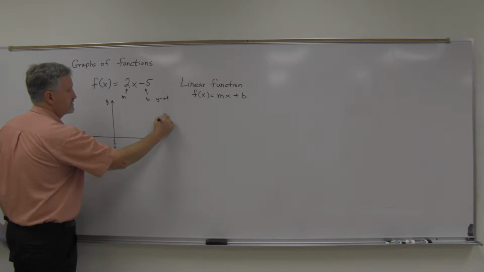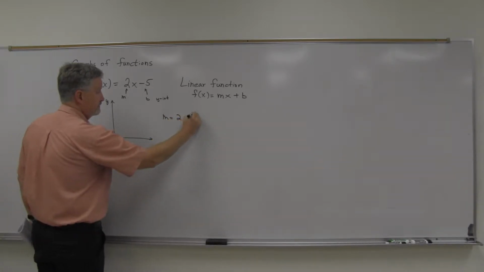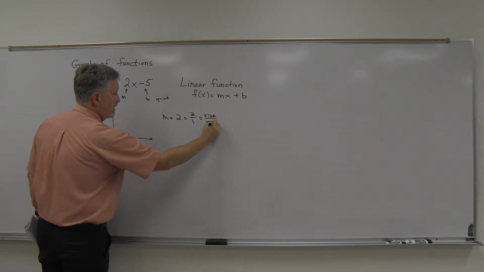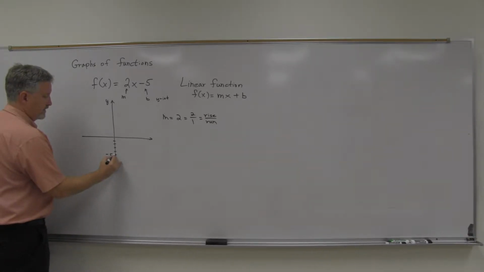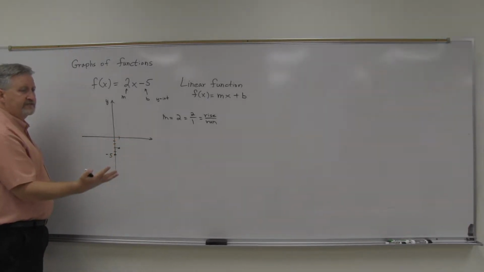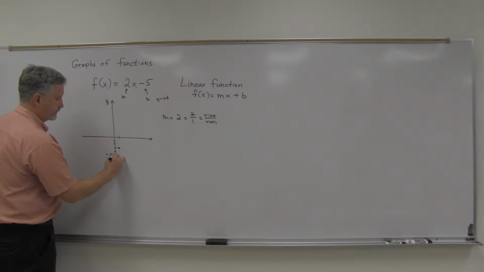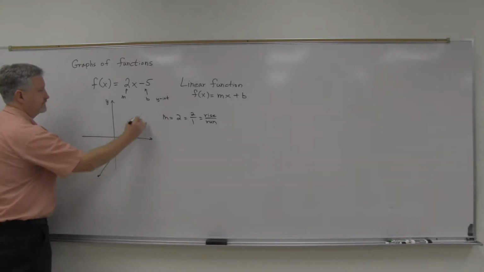Then our slope is 2, and if we interpret that as rise over run, that's 2 over 1. So I'm going to rise 2 and run 1 from the y-intercept point, and that puts me at another point. I could keep doing that, but 2 points is enough to determine the line, since I know it's a linear function. There's our graph.